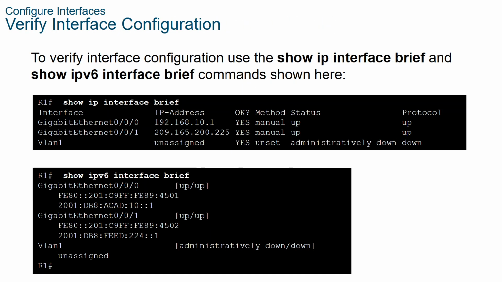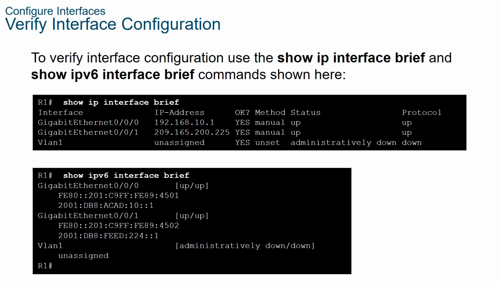So verify interface configuration. To verify interface configuration, we need to use the show ip interface brief command and the show ipv6 interface brief command. If we're looking at IP version 4 configurations, then it's show ip interface brief. If we're looking at IP version 6 configurations, then it's show ipv6 interface brief. We can see the two commands being used here. So show ip interface brief gives us the two gigabit Ethernet 0/0/0 and 0/0/1 interfaces within the list, and we can see the IP addresses that have been assigned to them and that they are up and running, and the protocol is up as well.